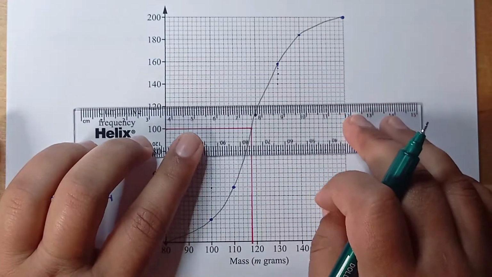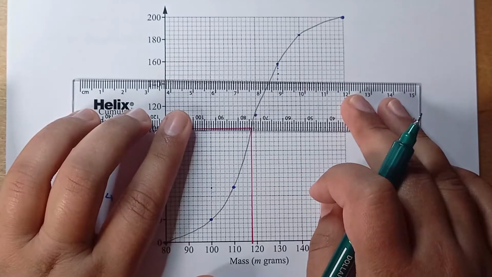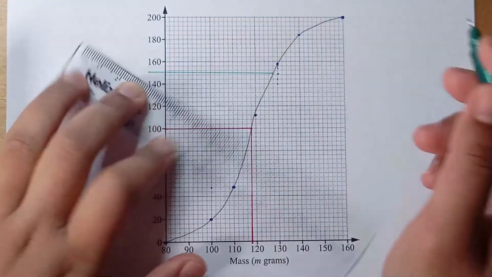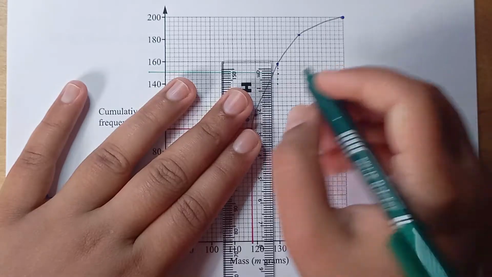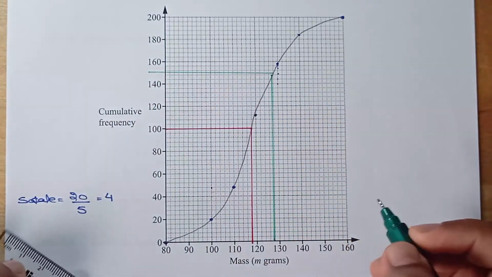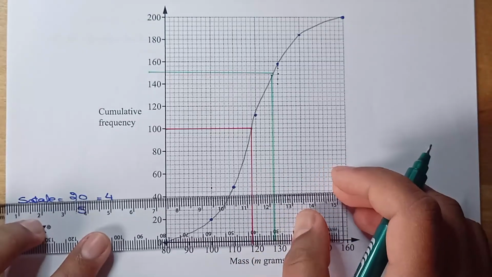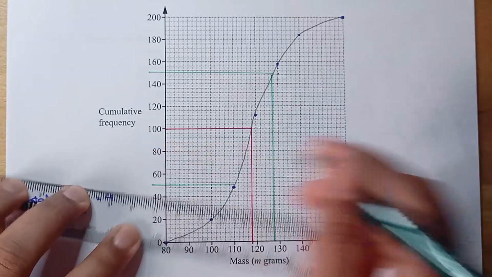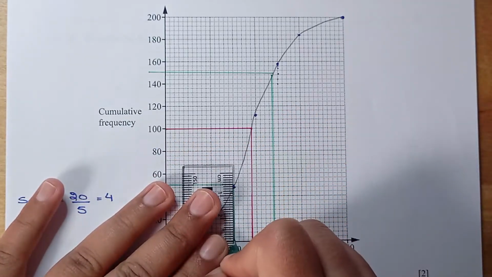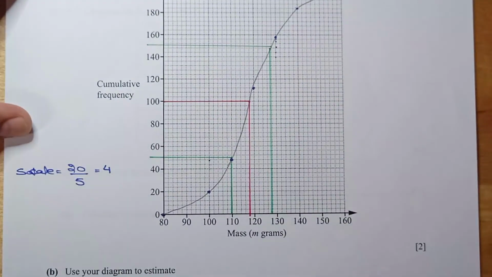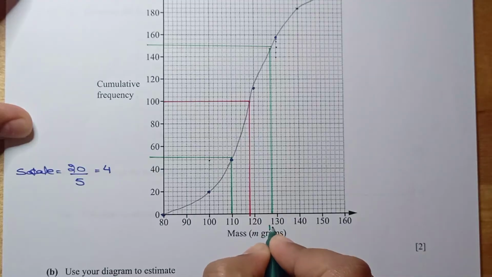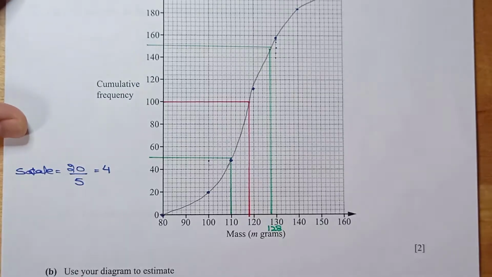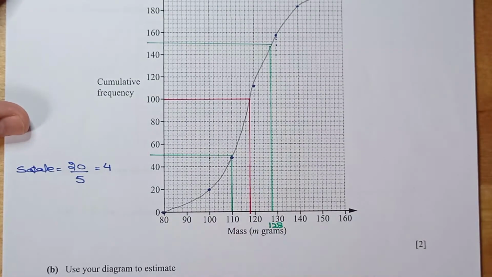So we have 140, 44, 48, and 150 in the middle. This is 150. This is the upper quartile, and for the lower quartile it is 50. So 40, 44, 48, and 50. Okay, so this value is 128 and this is 110. So we have upper quartile 128 and the lower quartile is 110.